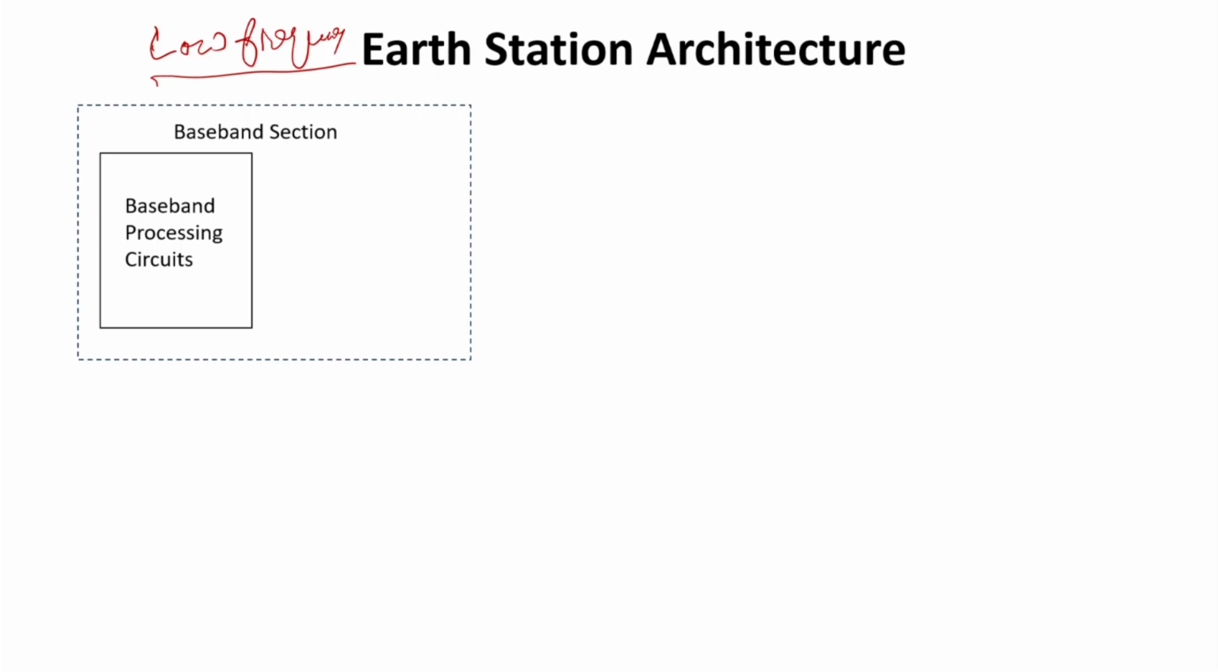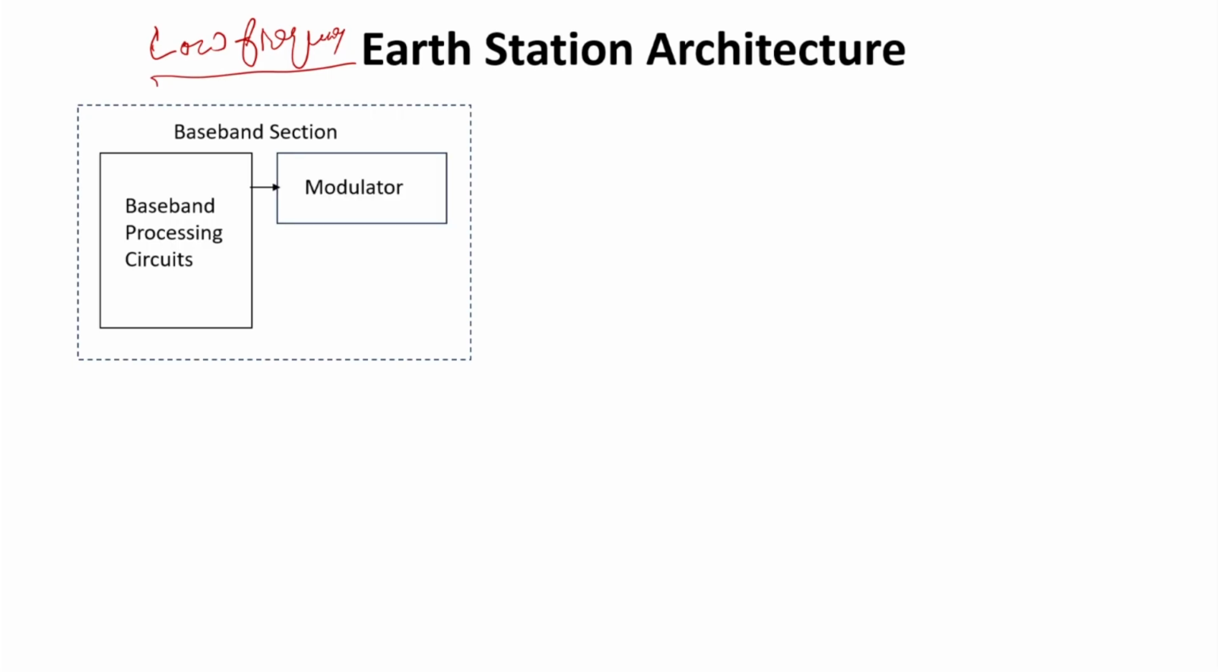So, what is a baseband processing circuit? In this section the baseband signal will be processed. If there is any noise, it will be removed by proper filtering, or there can be some signal conditioning or signal conversion like analog to digital conversion. All these things will be done in this section.